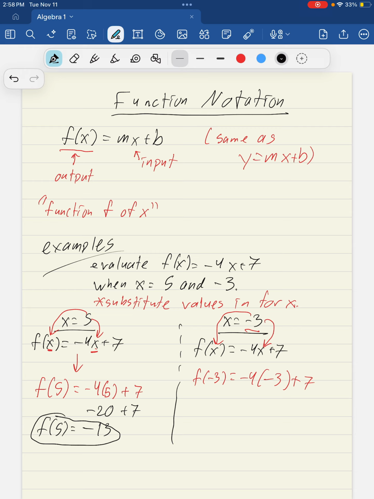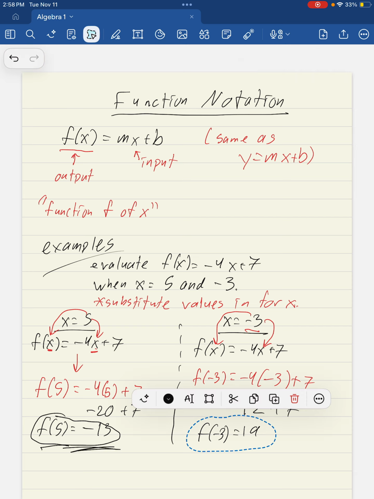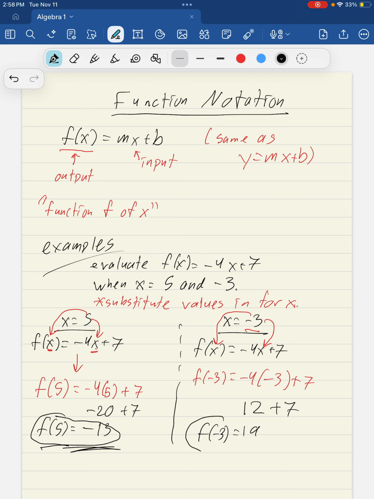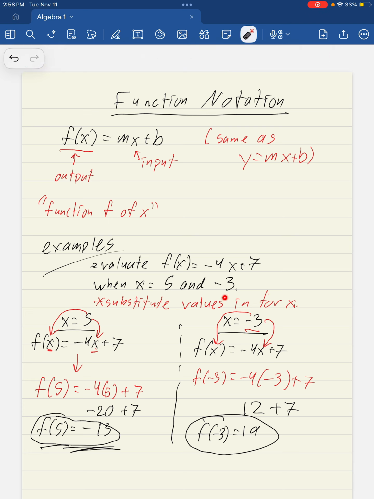So that's going to be negative 4 times negative 3. Oh, remember, negative times a negative is a positive. That's positive 12 plus 7. And that's going to give us 19. So 19 equals f of negative 3. Bop. So this would actually be your answer. f of 5 equals negative 13. And then someplace else, you've got f of negative 3 equals 19. So you're going to have as many answers as you have x values that you're supposed to solve.